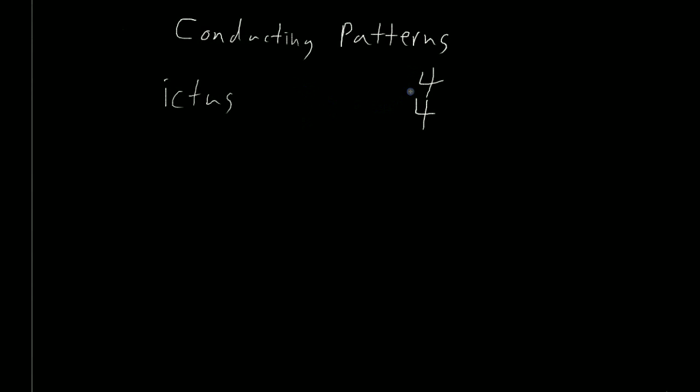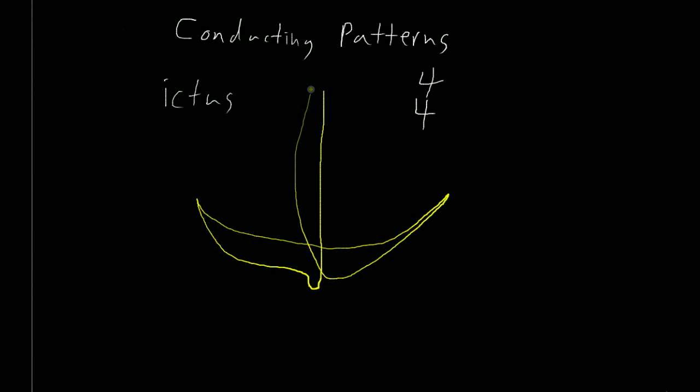The way a 4/4 conducting pattern works, or the way it looks, is, actually, I'm going to change colors. I'm going to do this in yellow. So this is a 4/4 conducting pattern. It goes down, then to the side, and up. Okay? So that's the drawing that happens. Let me do that one more time. So down, side, up.